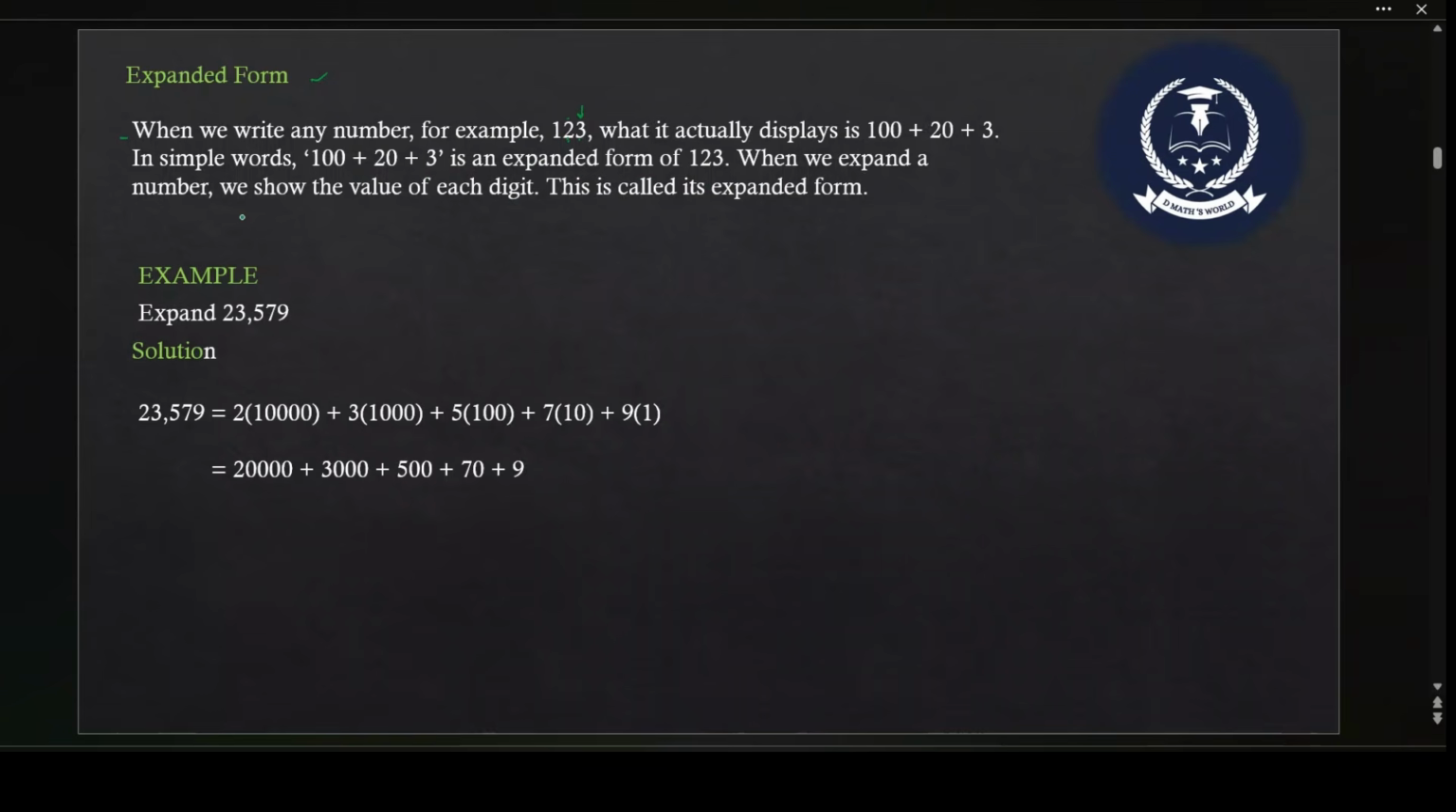When we expand a number, we show the value of each digit. This is called its expanded form. For example, let's learn it. The places are 1, 10, 100, 1,000, 10,000.